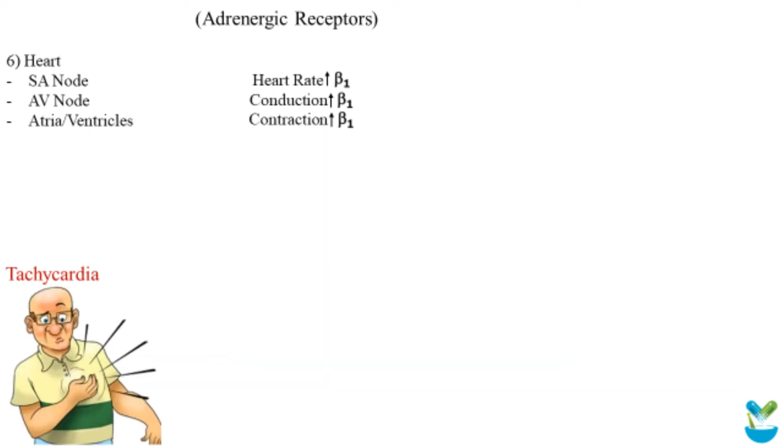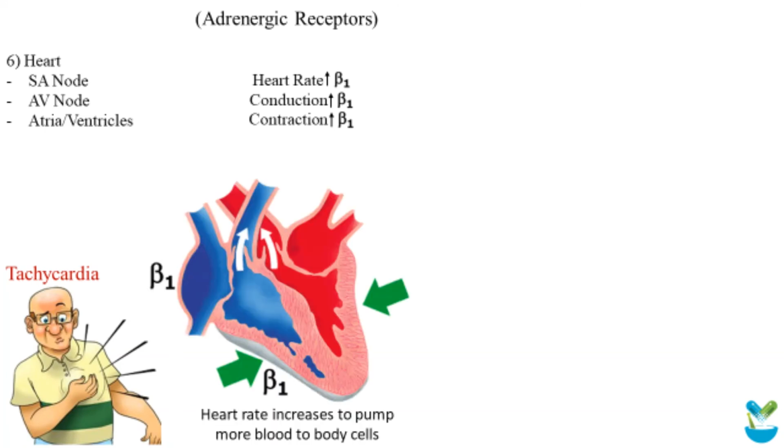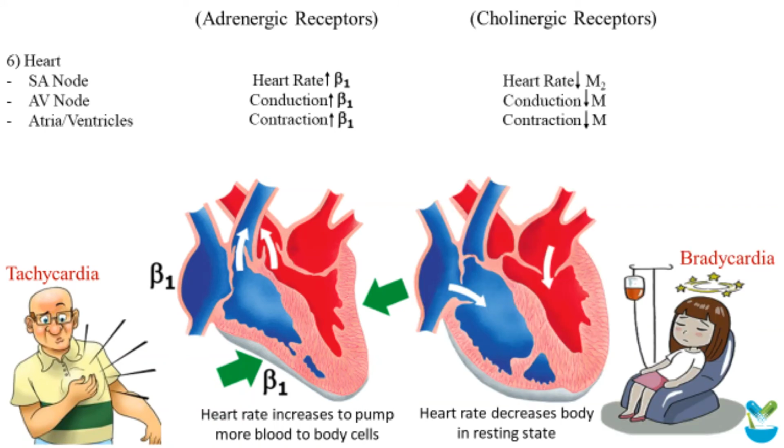Changes in heart responses are only because of beta-1 receptors. Increased firing of the SA node results in increased heart rate, increased conduction, and more contraction of atria and ventricles. Because of beta-1 receptors, there is increased supply of blood to the body tissue. Therefore, medications that act on the heart alter the activity of beta-1 receptors, while parasympathetic innervation decreases heart rhythm, conduction, and contractions.